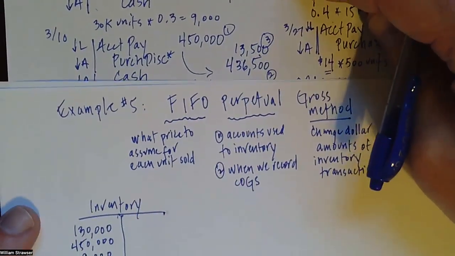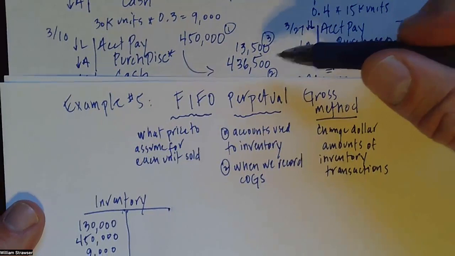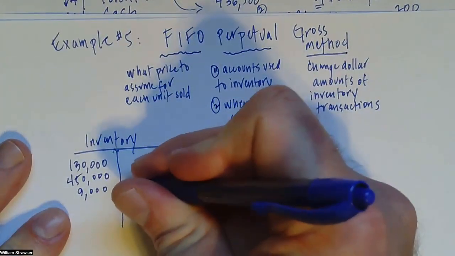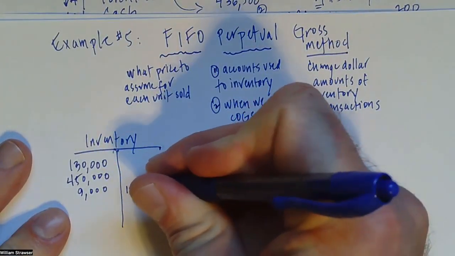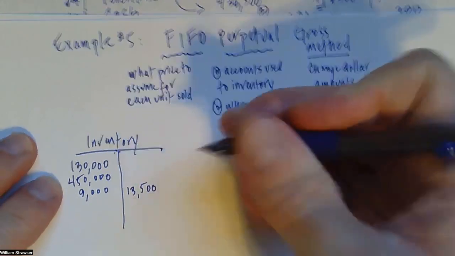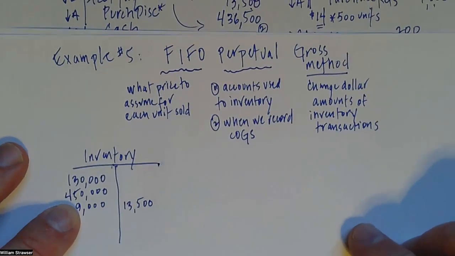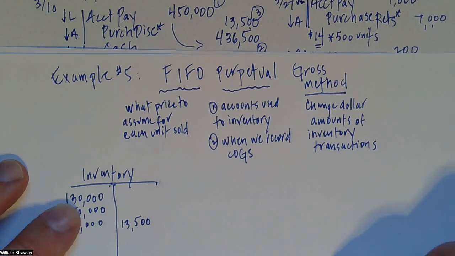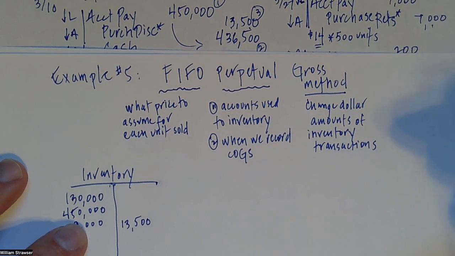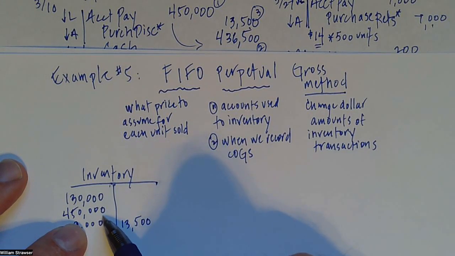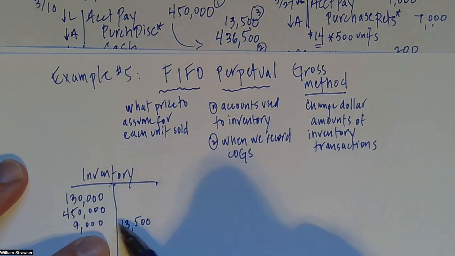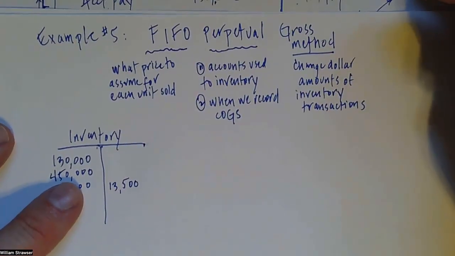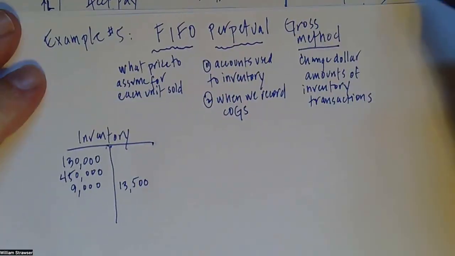The purchase discount, that would reduce my inventory, because remember, I want to record inventory at cost. So if I take a discount from this $450,000 amount, it should reduce the value of my inventory because I paid less for it than $450,000. Remember, I recorded this under the gross method. So when I take the discount, I subtract it out. Now moving to this next column in chronological order.